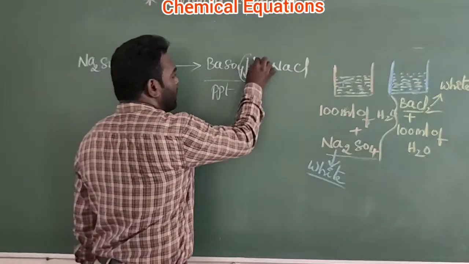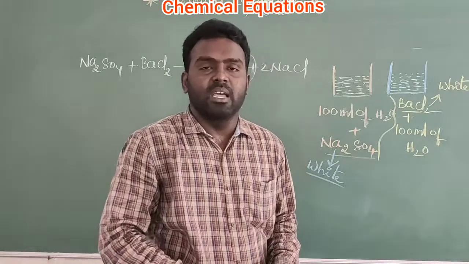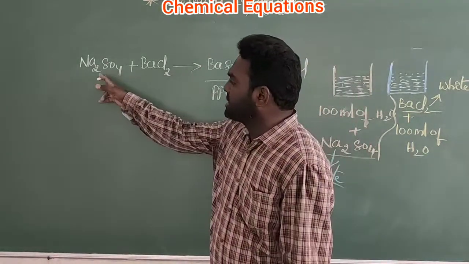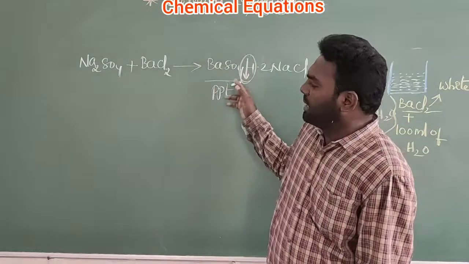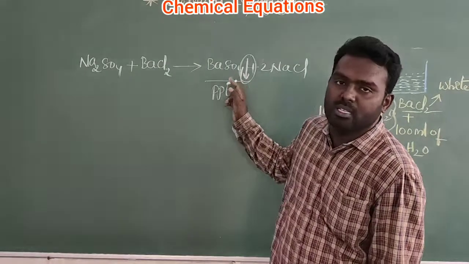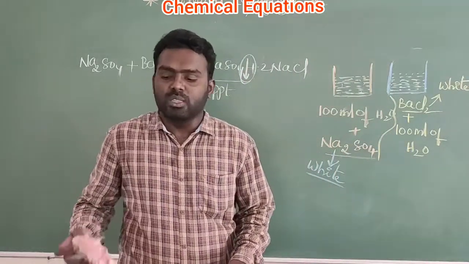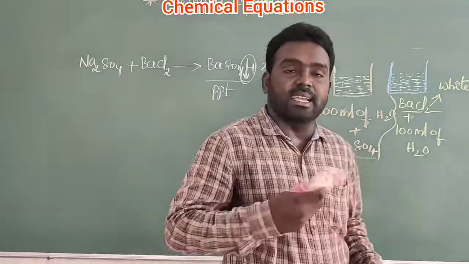The downward arrow mark indicates a precipitate, and at the same time you will see that this is white in color, and the end product is also white in color. So this is called the second activity.